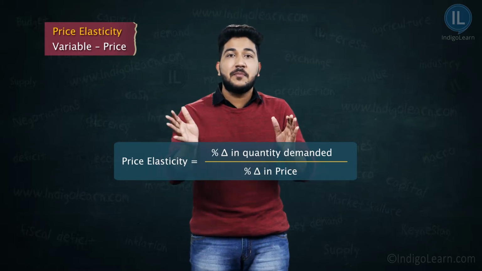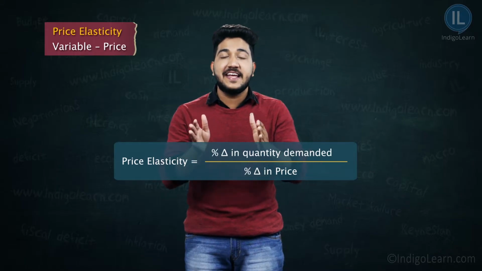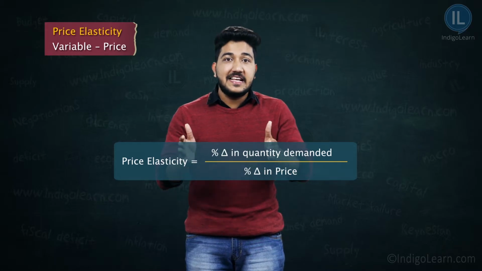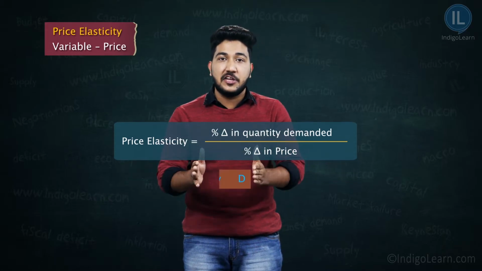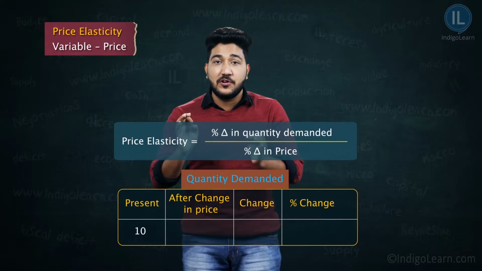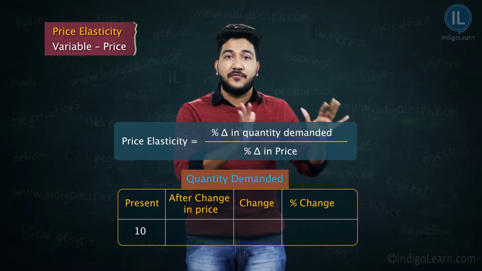Let us keep the denominator away for the time being and let us discuss what is percentage change in quantity demanded. Let us say that initially you were demanding 10 units and after a change in price, I am not going to say how much, now you started demanding 15.